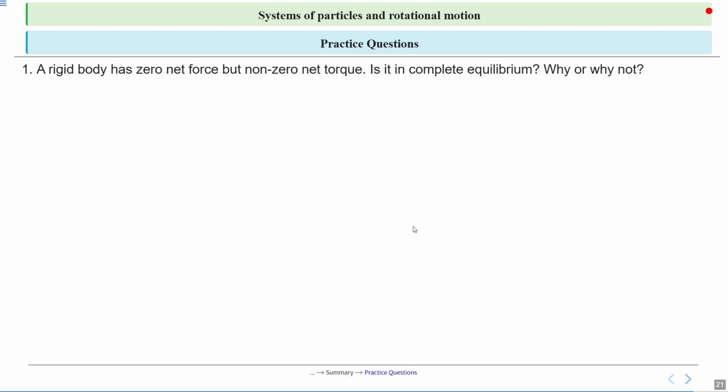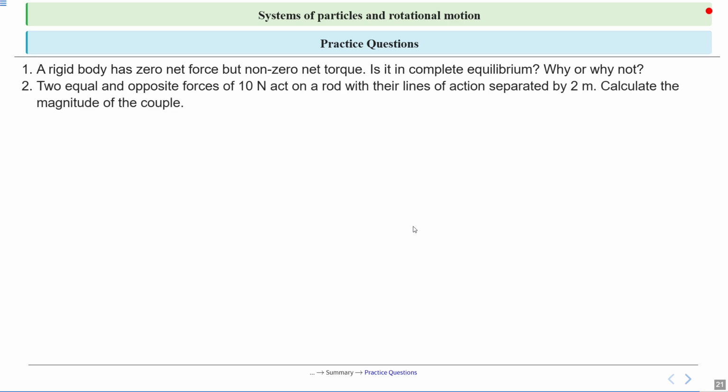Now we have some practice questions for you. So please note down, this is homework. First, a rigid body has zero net force but non-zero net torque. Is it in complete equilibrium? Why or why not? Clear? I think this is a very simple question. Second, two equal and opposite forces of 10 Newton act on a rod with their lines of action separated by 2 meter. Calculate the magnitude of the couple.